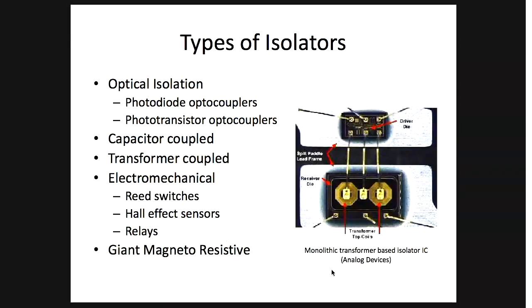So this is an example of a monolithic transformer based isolator. When you talk about a transformer, you will be thinking of a big transformer. Actually, you can make it in the chip these days. So you can see monolithically integrated, it's a very, very small transformer. You can use the transformer isolation.